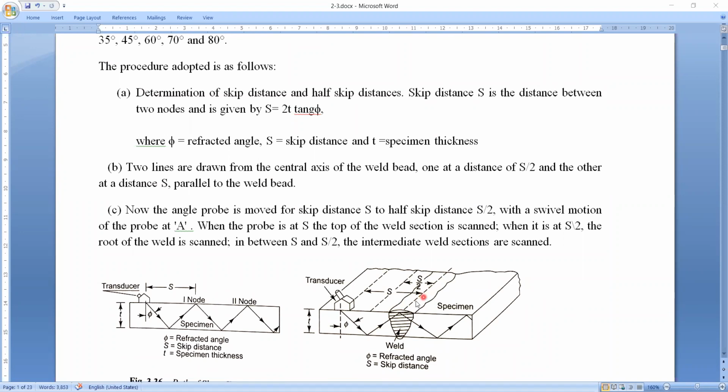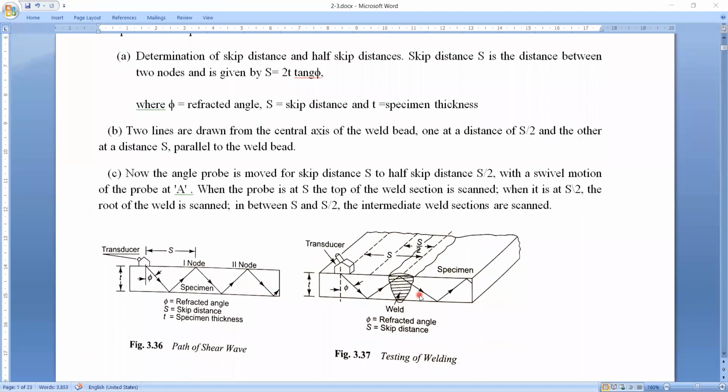Here already I told, if you want to use the straight beam, you have to grind the top surface of the weldment. But in most of the cases we are using angle beam. For that purpose we are adopting some procedures. Here we have to divide the total plate into different parts. Here we have to take some distance, that is S. Here S is the skip distance. S is called skip distance.